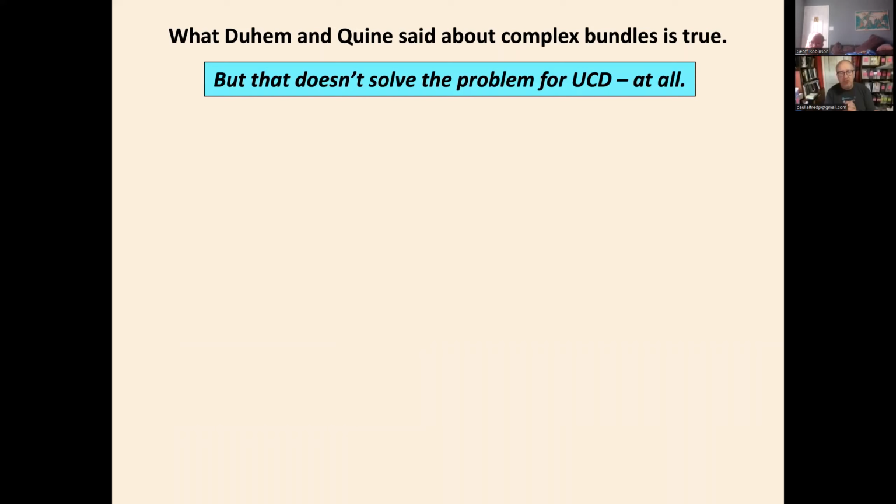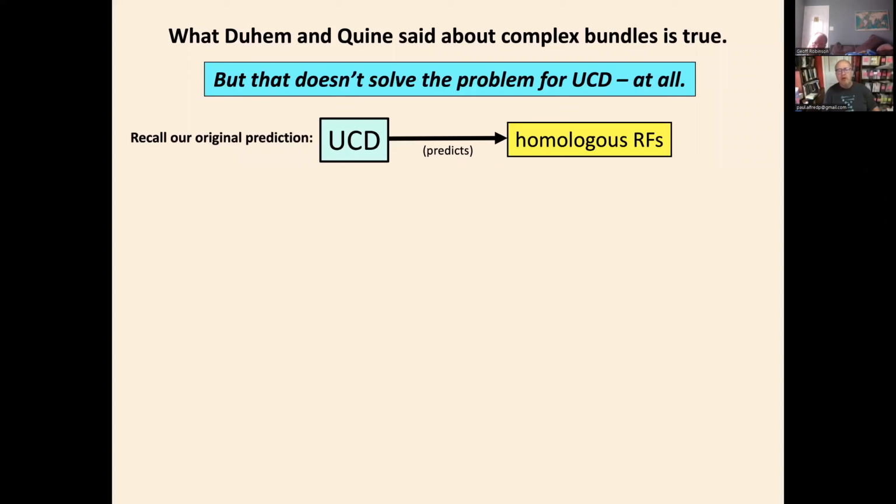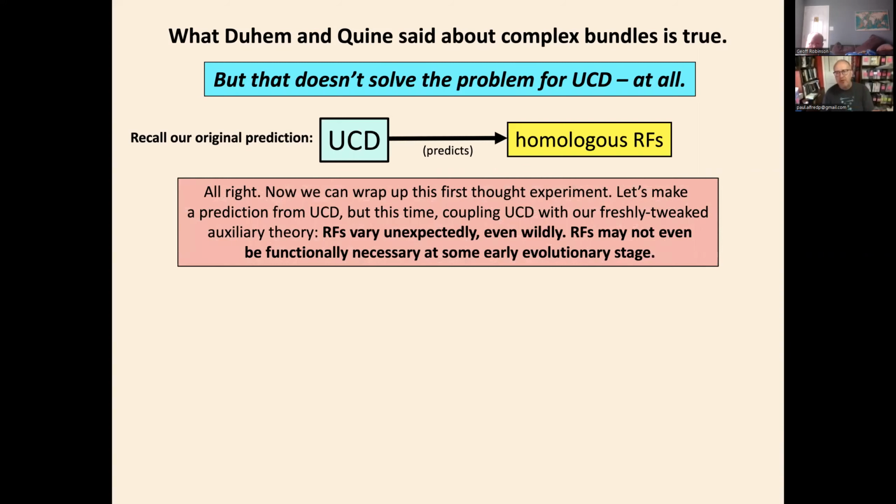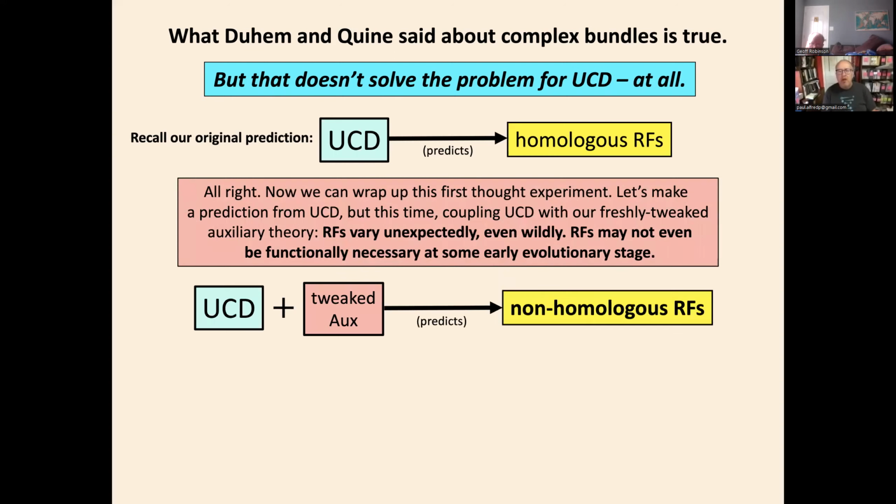I think the history of science shows that, but it doesn't solve the problem for universal common descent or for its testability. So remember our original prediction in the case of this thought experiment. We predicted homologous release factors. Okay, let's tweak our auxiliary theory. So we say, well, maybe translation termination wasn't essential in the past, or there's a range of variation in release factors that we failed to take account of. So we tweak our auxiliary theory in such a way that we can predict non-homologous release factors.